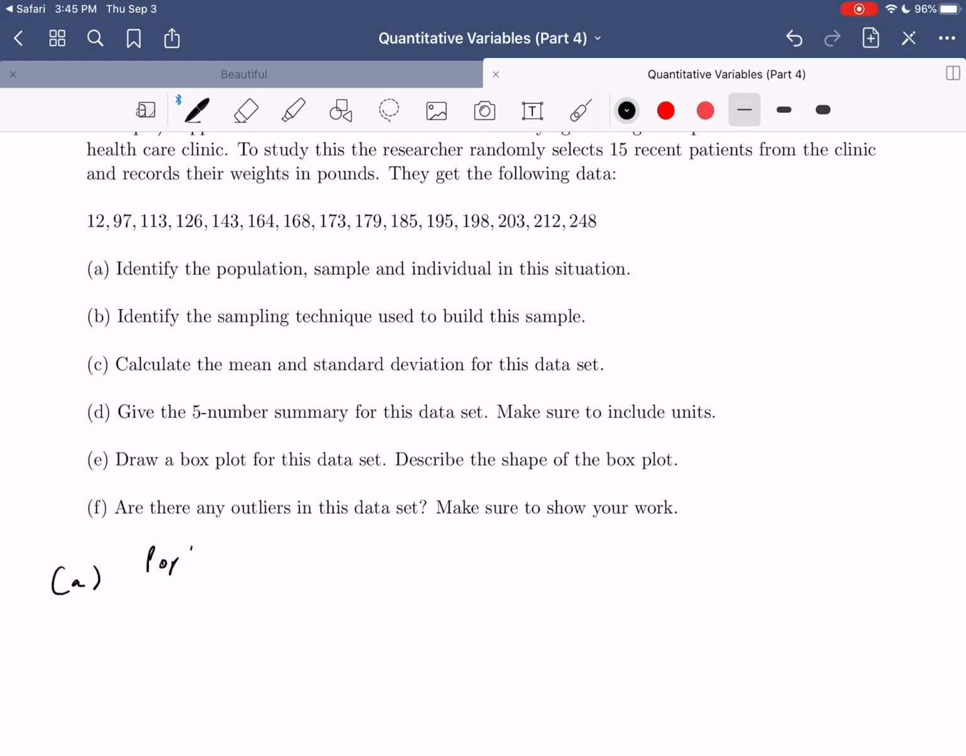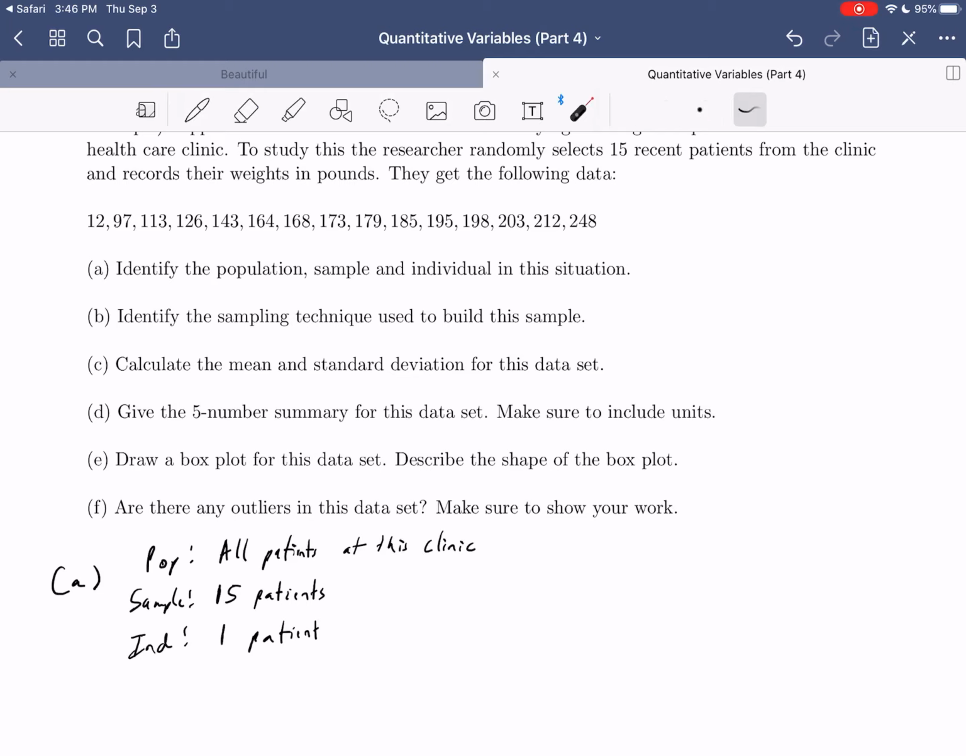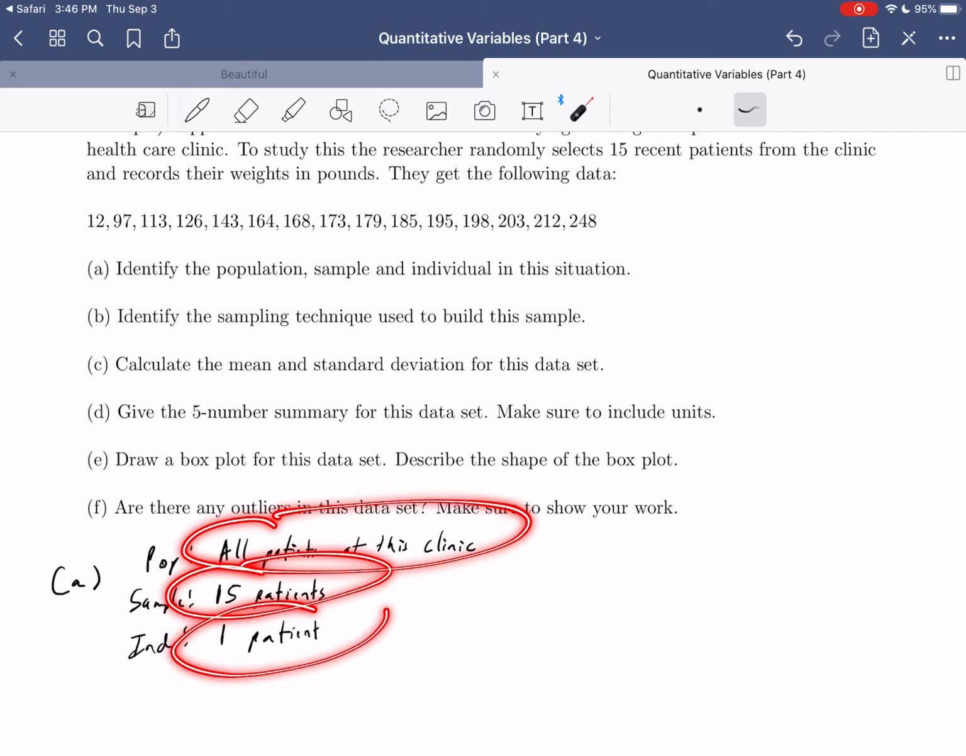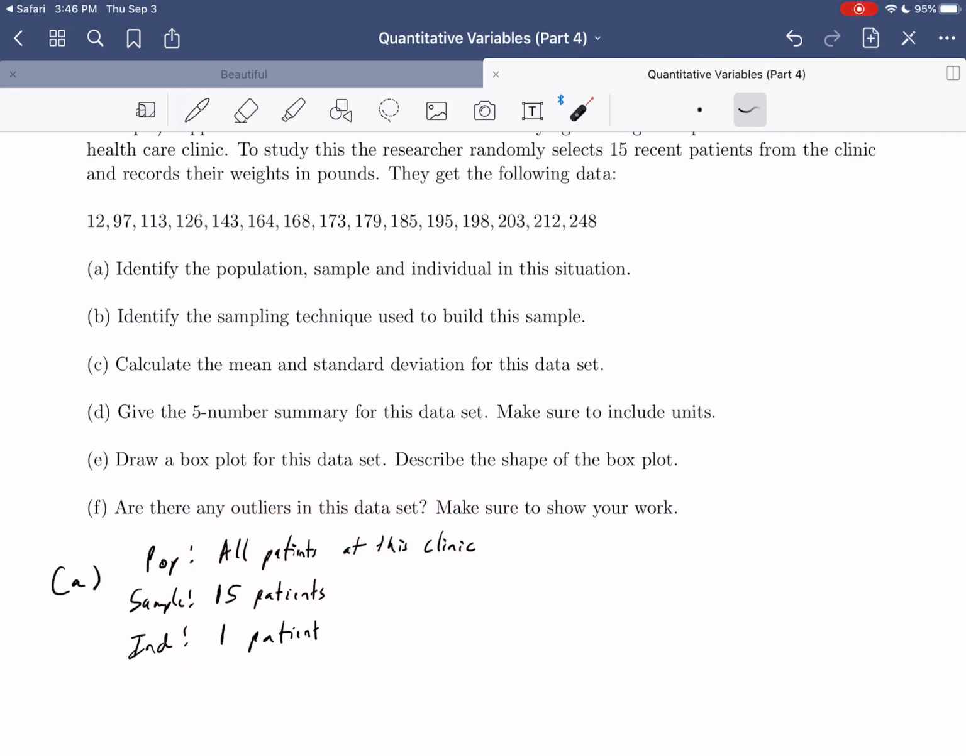So we'll talk about the population, the sample, and the individual. Well, our sample should be those 15 patients that we're studying, so 15 patients. The individual then, of course, would be one patient, and I guess the population would be all patients at this clinic, however you want to phrase that. So once again, same structure, all a certain amount, and one of whatever the individual is that we're looking at here. And in this case, I think we'd classify them as patients.